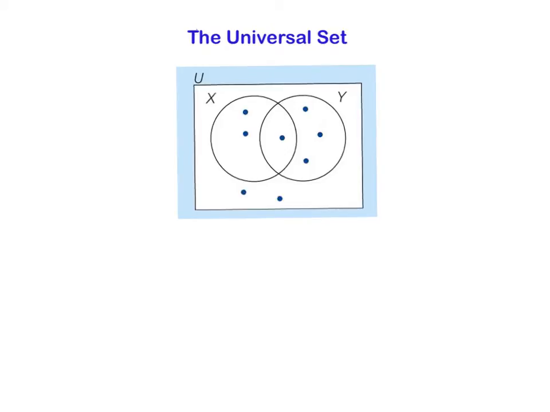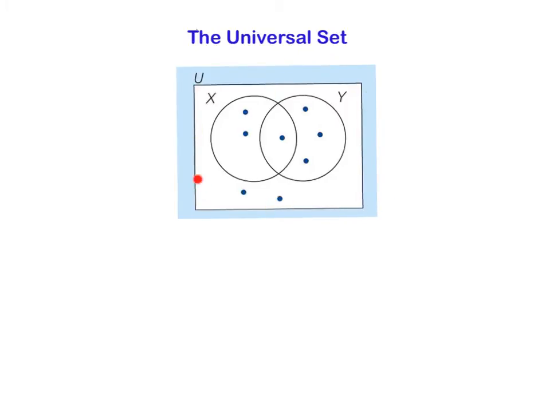Guys, today we will focus on the next 3 keywords, and the first one is universal set. So we start with universal set. And what is it? This is the set that contains all elements, and in Venn diagrams the universal set is represented by a rectangle, as you can see here.